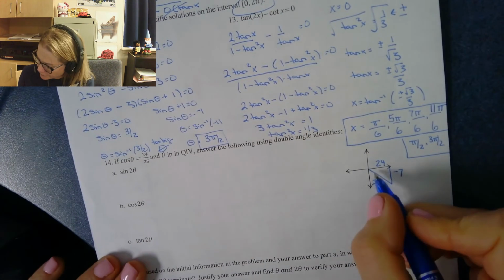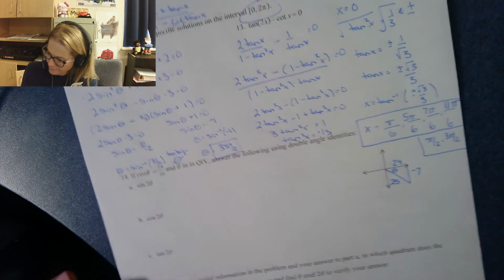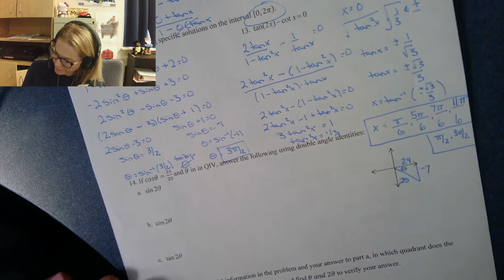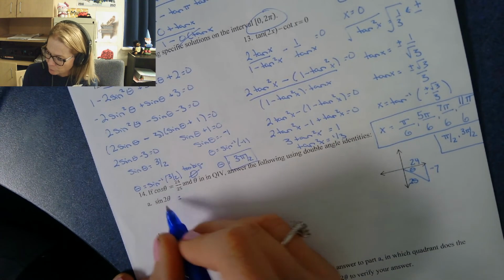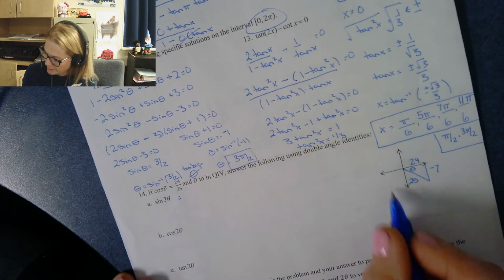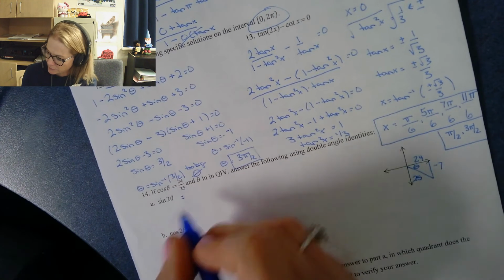All right, so here's our situation for theta. Okay? All right. So let's see what 2 theta is. And these identities use plain old theta. So 2 theta's here. We'll figure out where plain old theta is in just a minute.